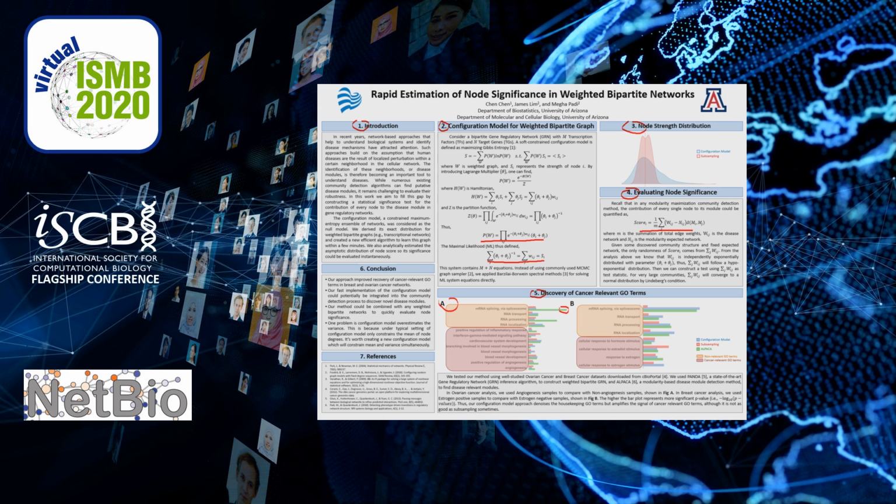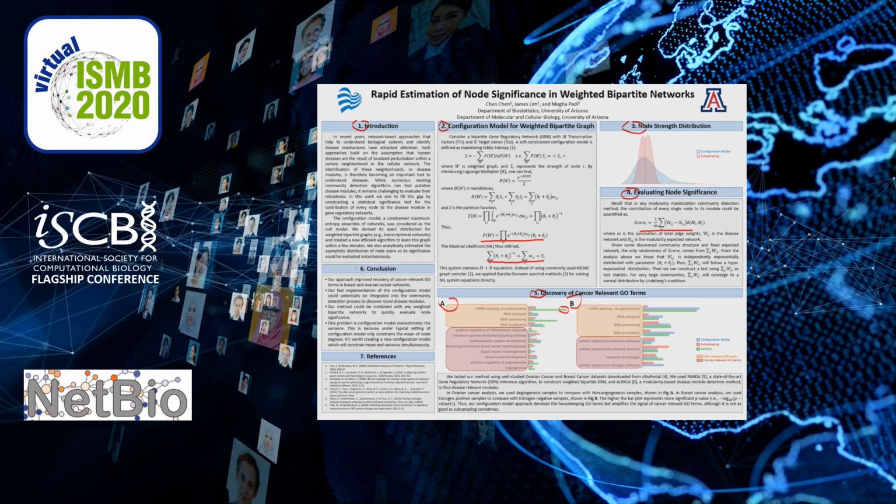In Figure B, we applied the same pipeline on breast cancer data, comparing estrogen positive versus estrogen negative. In this case, the configuration model is not always working well. It overestimates the significance of housekeeping GO terms. We feel this could be related to the problem of variance overestimation of the configuration model. We will leave this problem for future work.